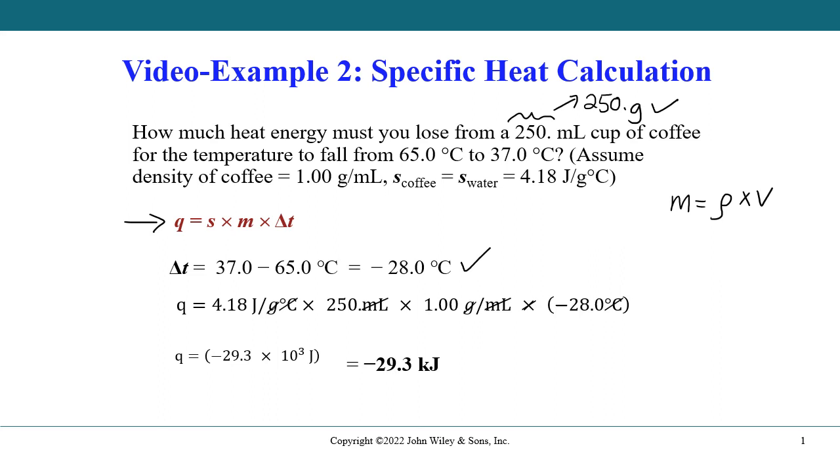And we see that Q ends up being minus 29.3 times 10 to the power 3 joules, and then we convert directly to kilojoules for the final answer of 29.3 kilojoules. So that is the amount of heat energy that is lost when coffee cools from 65 degrees to 37 degrees.